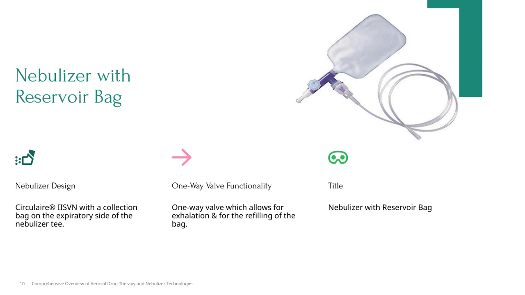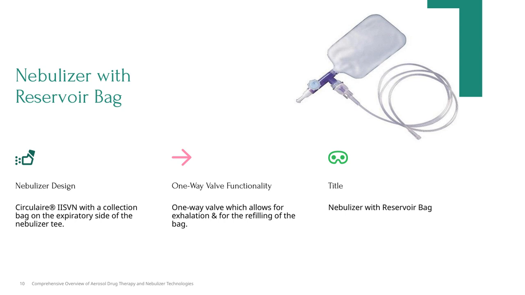Moving on to the nebulizer design, we see the circular registered IISVN, which features a collection bag positioned on the expiratory side of the nebulizer T. This design helps optimize the delivery of medication by capturing exhaled gases and preventing loss of aerosolized particles.